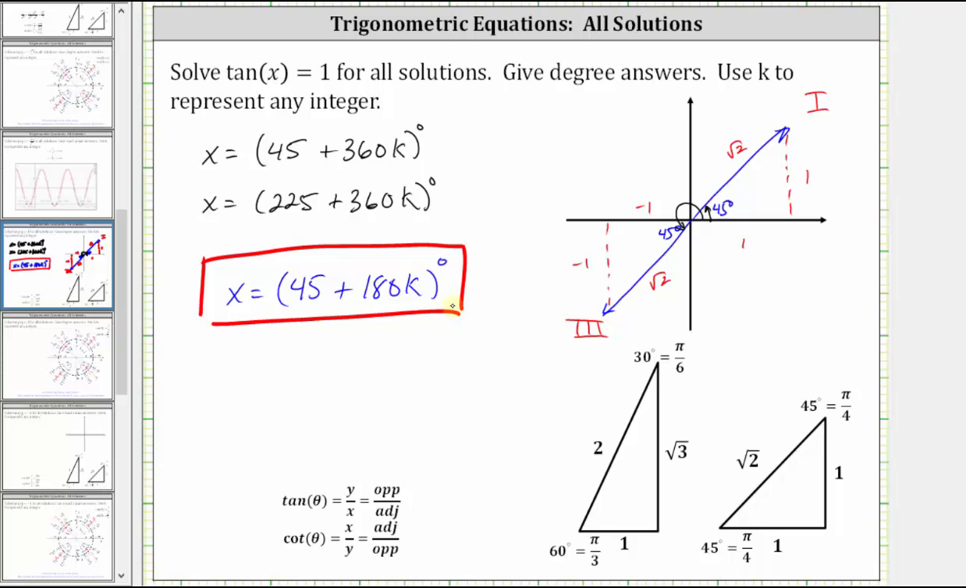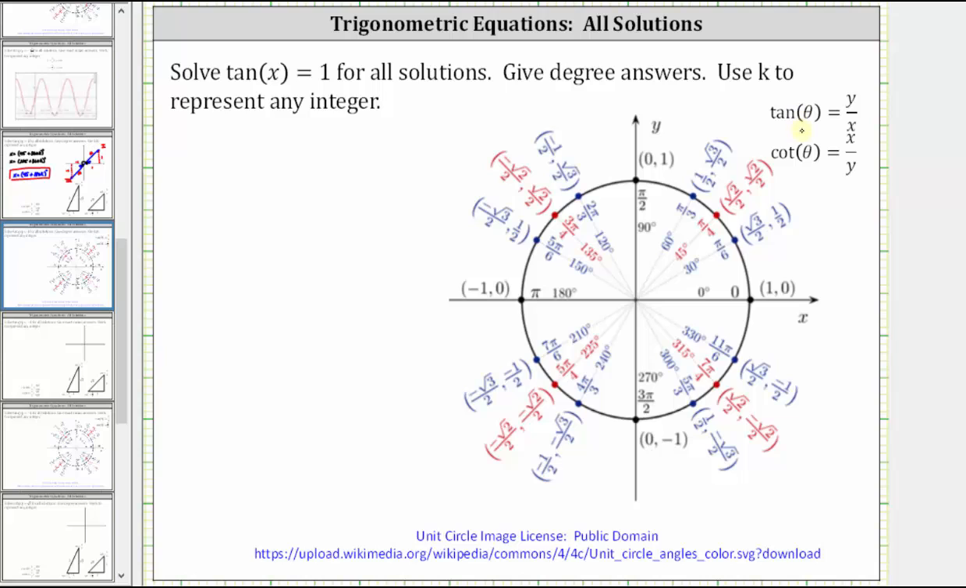Now let's go to the unit circle and verify the solution. Since tangent theta is equal to y divided by x, and we want y divided by x to be equal to 1, we're looking for points on the unit circle where x and y are equal, which we can see occur at 45 degrees, where both x and y are square root 2 divided by 2, as well as 225 degrees, where both x and y are negative square root 2 divided by 2. So the two angles we found using the reference triangles are correct, but again, because the period of the tangent function is 180 degrees, we can write all solutions in the simplified expression as 45 plus 180k degrees.